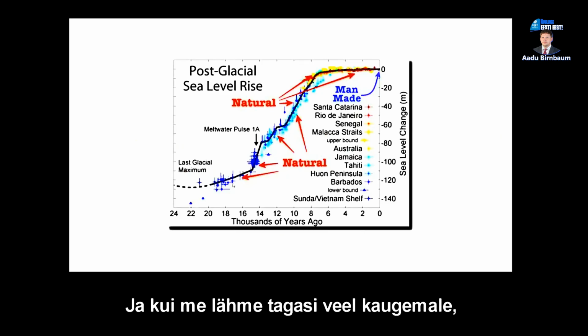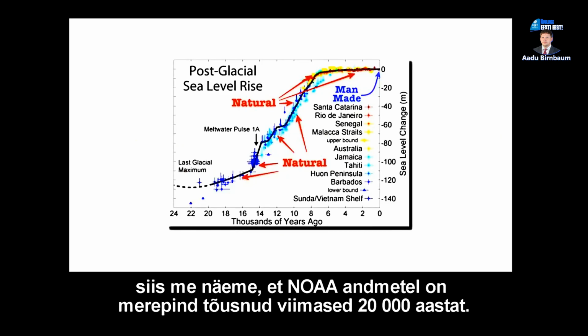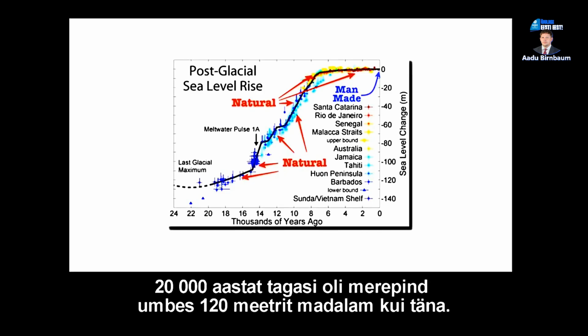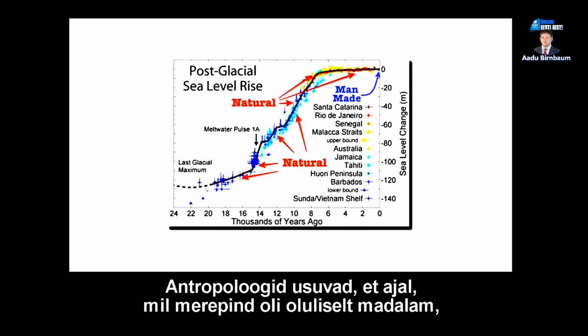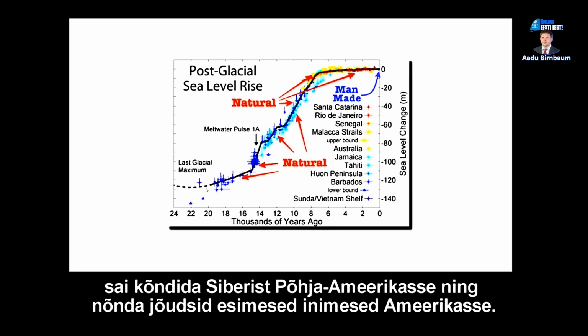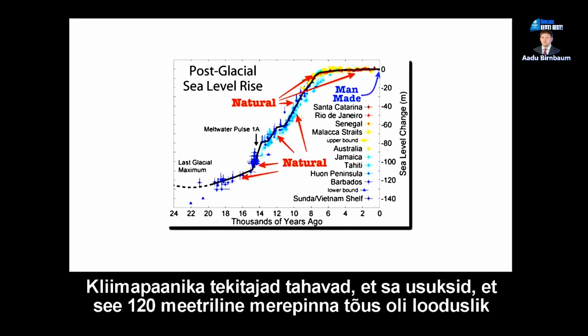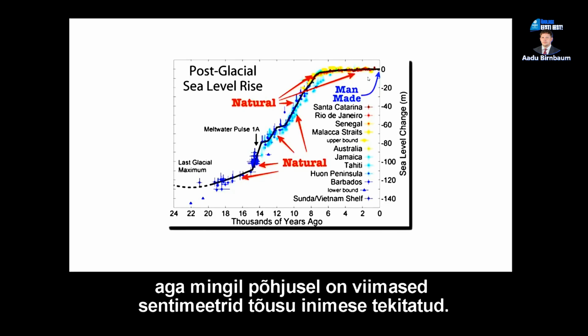And if we go back even further, we can see that sea level has actually been rising for about 20,000 years. 20,000 years ago, sea level was about 120 meters or 400 feet lower than it is now. Anthropologists believe that during this time when sea level was very low, people were able to walk across from Siberia to North America, and that's how the first humans got here. From about 14,000 years ago to 8,000 years ago, sea level rose very quickly, but since then it's been quite slow. Climate alarmists want you to believe that this 400 feet of sea level rise is all natural, but somehow the last few inches were man-made.